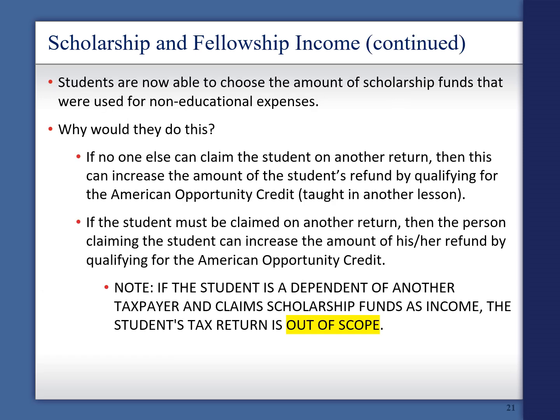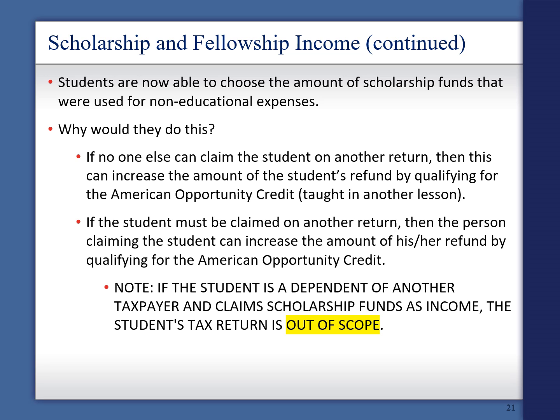In certain situations, the student may choose to include all or part of certain scholarships or grants in income in order to increase an education credit. This is explained in the Education Credits lesson, and examples can be found in Form 8863 Instructions and Publication 970, Tax Benefits for Education. Important to note, if the student is a dependent of another taxpayer and claims scholarship funds as income, the student's return is out of scope.